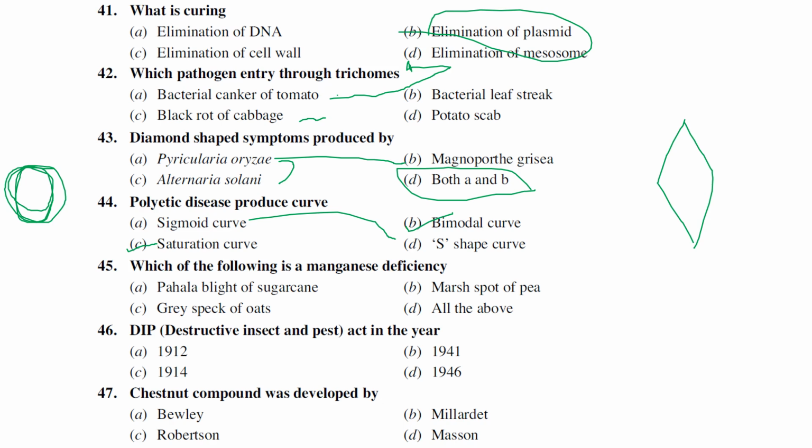Which of the following is a magnesium deficiency? Pala blight of sugarcane, marsh spot of pea, grey speck of oat. It seems that all the above diseases are actually caused by magnesium deficiency: pala blight of sugarcane, marsh spot of pea, grey speck of oats, all.